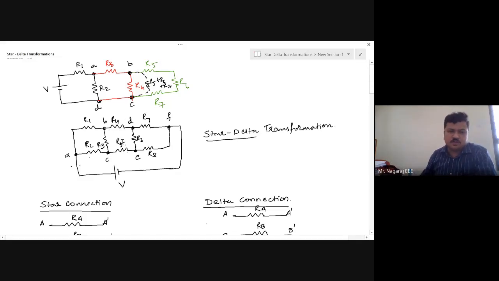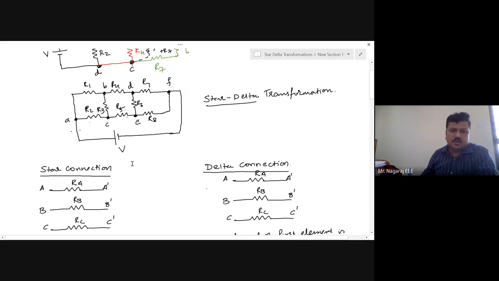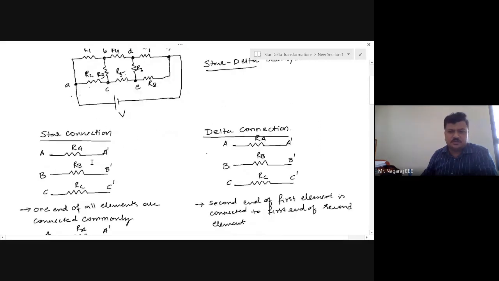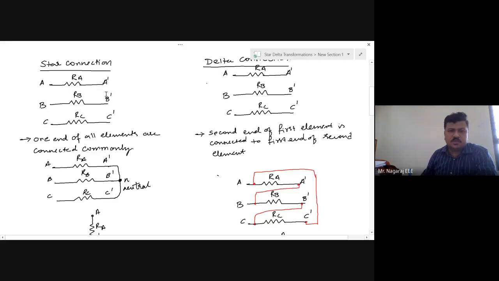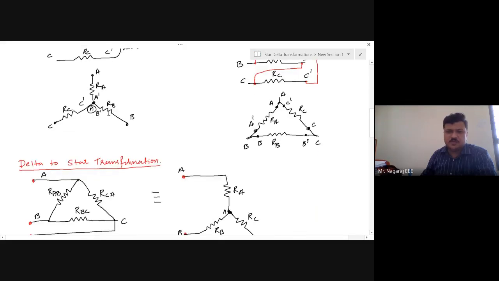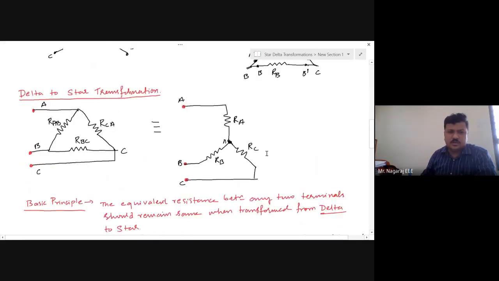We have also seen how a delta connection is obtained and how the star connection is obtained. If the second ends of all the passive elements are connected to a common point, then it will be a star connection. And if there is an end-to-end connection of passive elements, then we will get a delta connection. With the star and delta connection, we have seen some points regarding star to delta transformation, sorry, delta to star transformation.